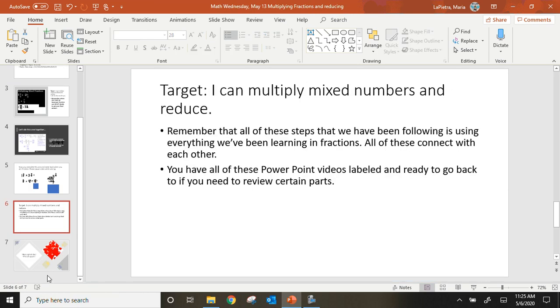Okay, let's review our target. I can multiply mixed numbers and reduce. Remember that all of these steps that we've been following are using everything we've been learning in fractions. All of these connect with each other. All of these lessons that I've been videotaping for you and that you've been learning, step by step, these all go together. So when you're having a hard time with one, you can always go back to one of these videos and see how to solve it. Okay, so like I have here, you have all these PowerPoint videos labeled and ready to go back to if you need to review certain parts.